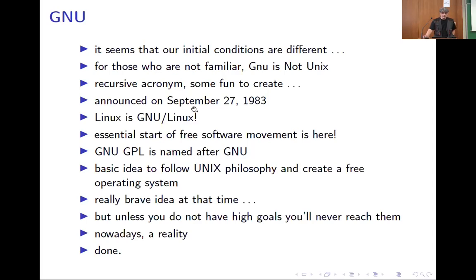So the project was announced on September 27, 1983, which is actually really the beginning of the free software movement. Linux is actually GNU Linux, because Linux is just a kernel of the operating system, and GNU is the whole thing. Actually, GNU is the operating system as a whole. The essential start of the free software movement is here, as I already stated, and the GNU General Public License is named after GNU. That GNU is going to appear in all the licenses related to the Free Software Foundation, and that word actually originates from GNU is not Linux, not Unix.